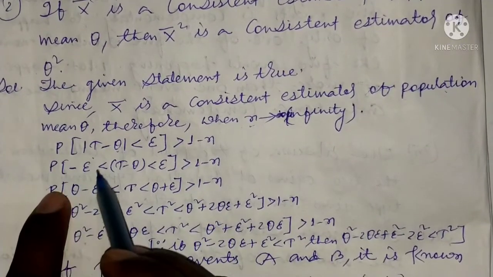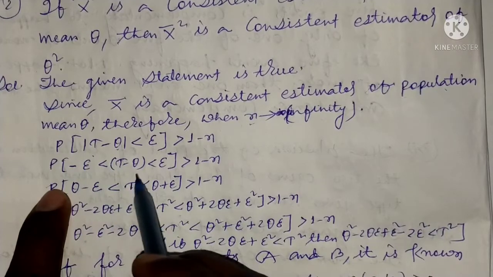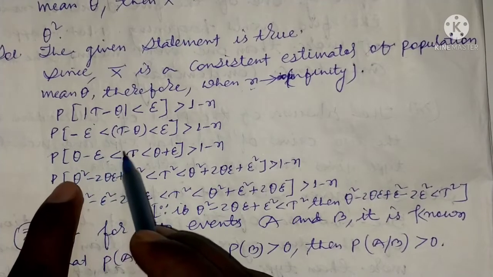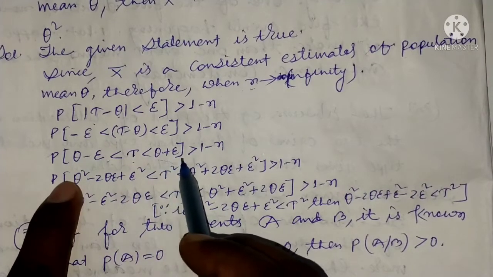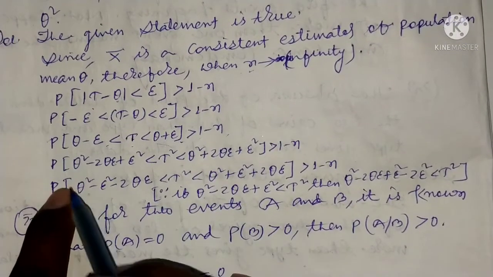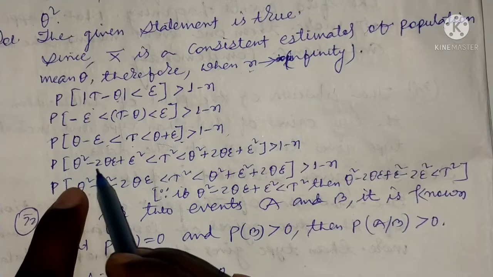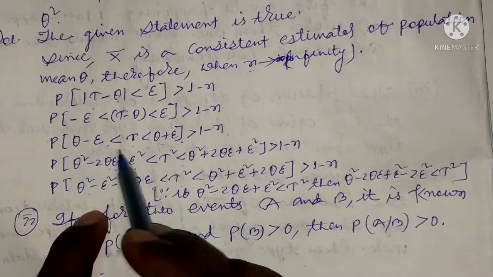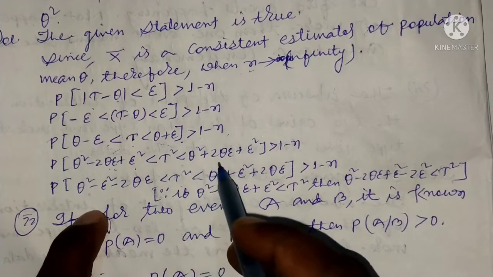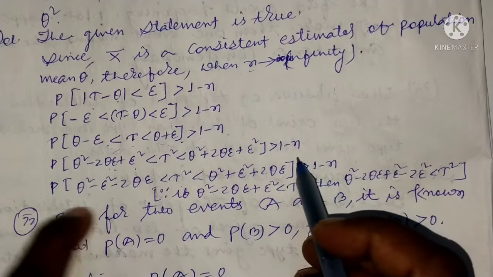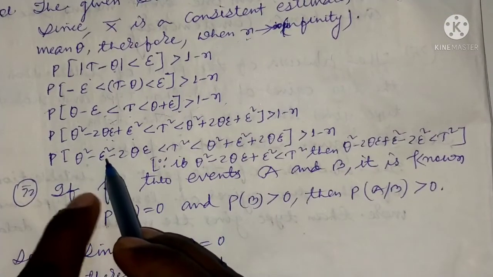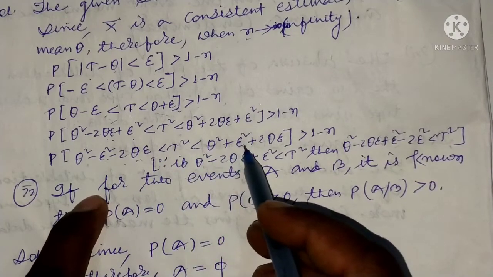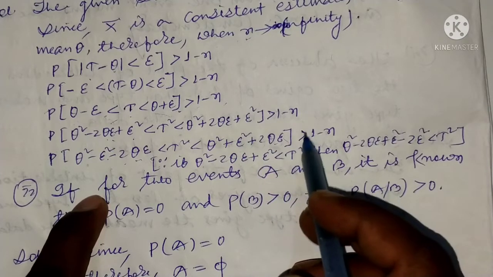Similarly, we will write this as: probability of minus epsilon less than t minus theta less than epsilon is greater than 1 minus eta. So probability of theta minus epsilon less than t less than theta plus epsilon is greater than 1 minus eta. Similarly, probability of theta square minus 2 theta epsilon plus epsilon square less than t square less than theta square plus 2 theta epsilon plus epsilon square is greater than 1 minus eta, meaning we square all three parts. Probability of theta square minus epsilon square minus 2 theta epsilon less than t square less than theta square plus epsilon square plus 2 theta epsilon is greater than 1 minus eta.